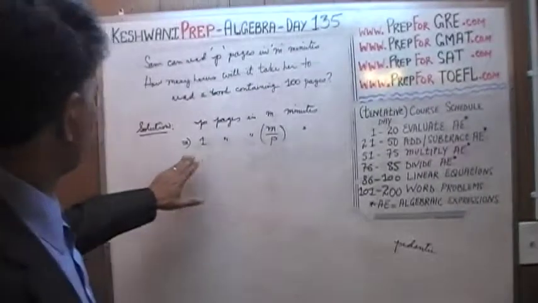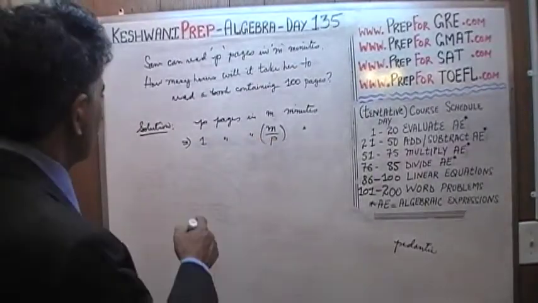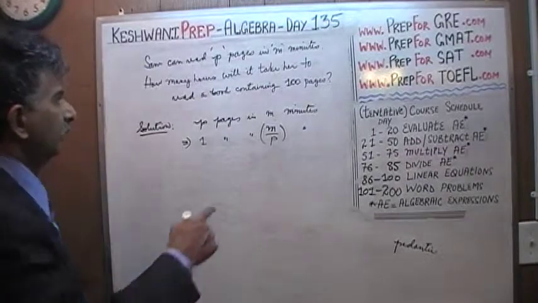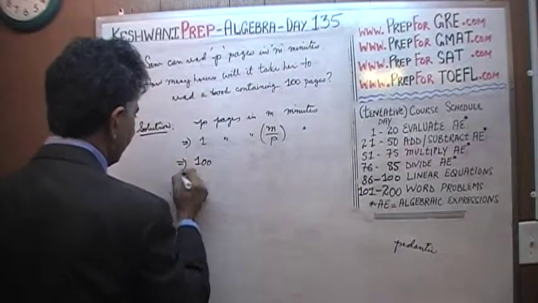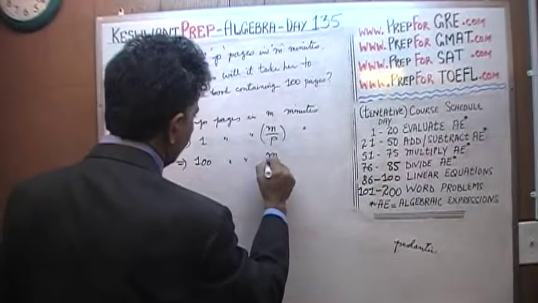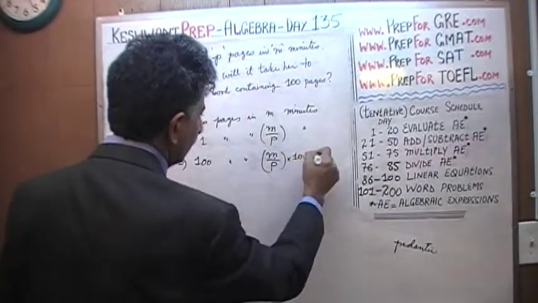So, 1 page in M over P minutes. Question, but we do not want to read 1 page. We want to read 100 pages. So 100 pages should take 100 times the amount, 100 times this amount of minutes.